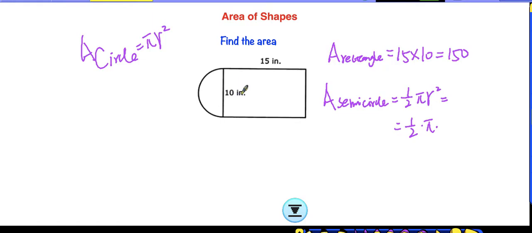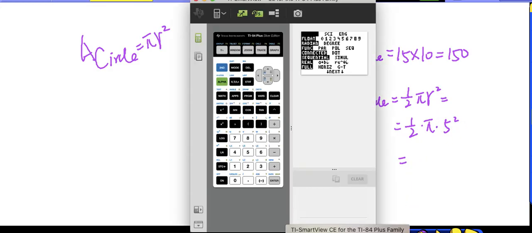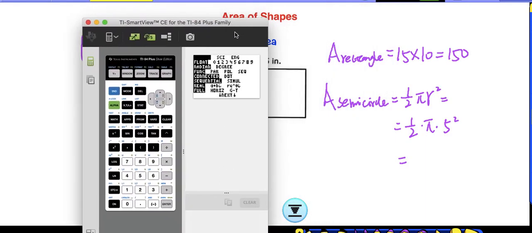The answer is no. Since the whole thing is 10, we know it's actually the diameter that is 10. So that's why the radius, the half of this, is 5. So instead of using 10, we're actually using 5 here. Now let's just put everything in the calculator and we can find out the answer.